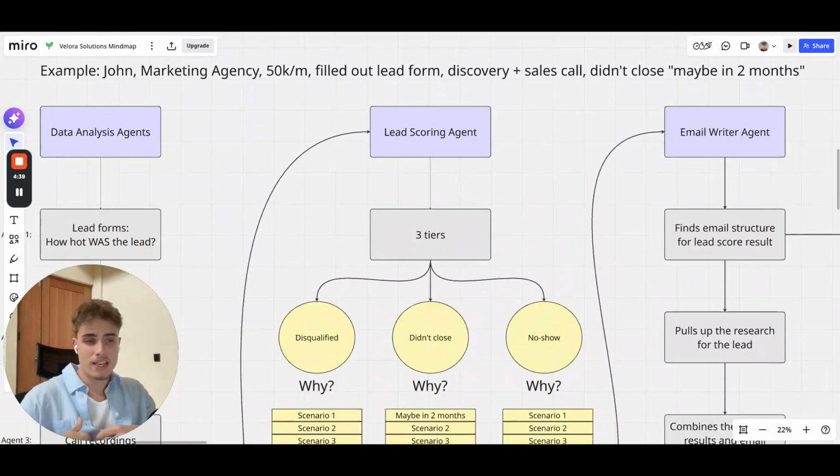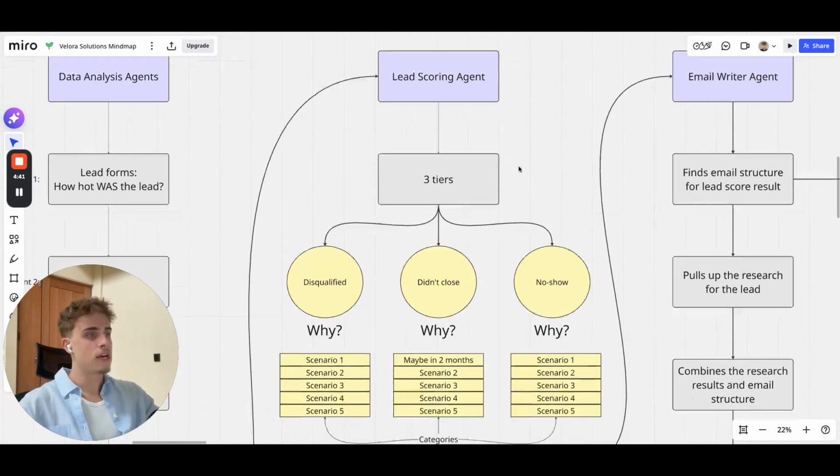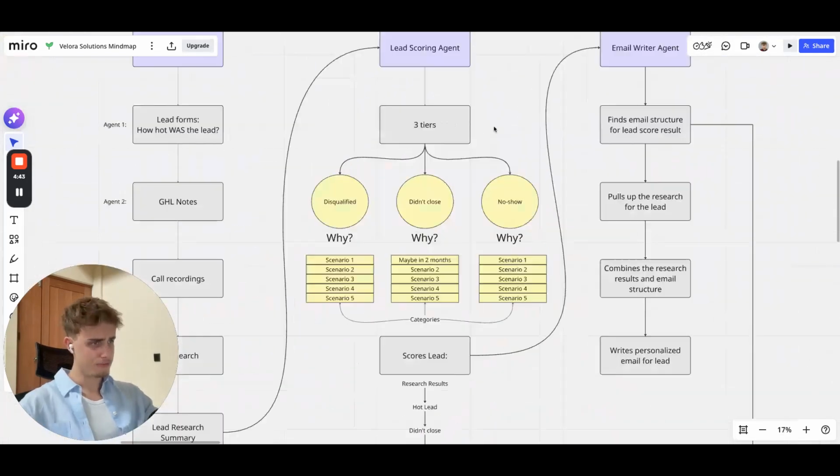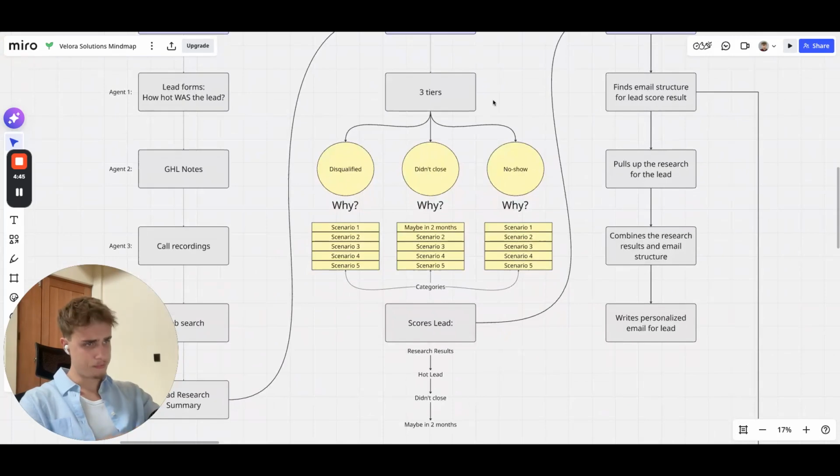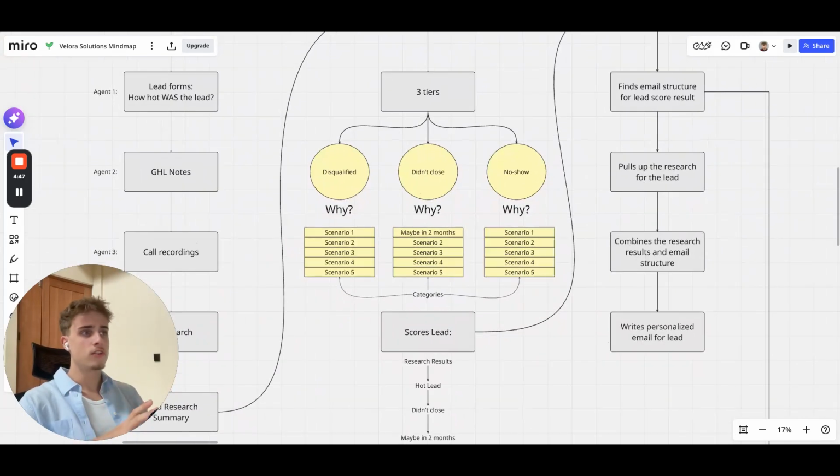You can do more, you can do less. I think 3 tiers is perfectly enough. And for every single person, even for you, it's going to be different. These 3 tiers, you need to look at your sales calls, you need to look at your data, and you need to find the most common things why people don't buy.